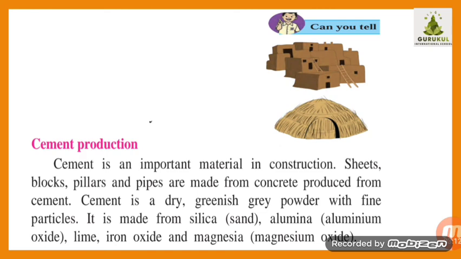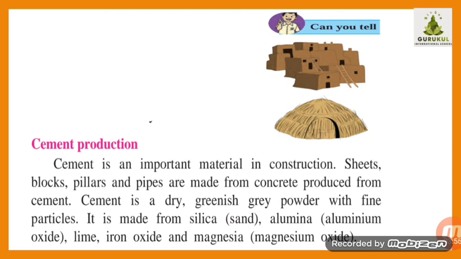Correct. Now this cement is made from sand or silica, aluminum oxide, lime, iron oxide and magnesium oxide. So this cement is totally man-made material. It's a chemical and it is made in the company using these ingredients. Which are the ingredients used? Silica, alumina or aluminum oxide, lime, iron oxide and magnesia or magnesium oxide. These all materials are mixed to make the cement.